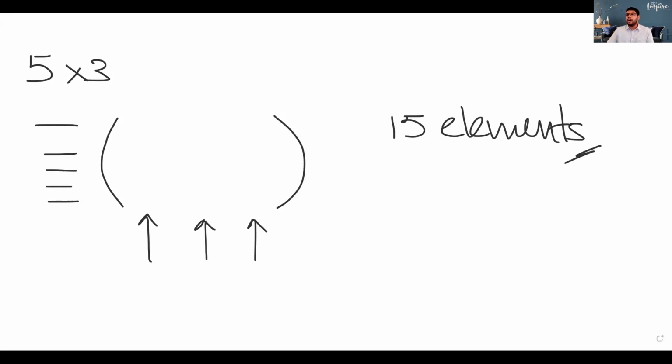So children, how many of you got this right? How many of you got 15 elements? Good. So I think almost all of our students have got this question right. Very good. Okay. So children, we'll move on to the next question. So that is the answer for the first one.